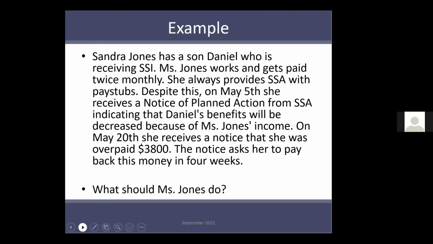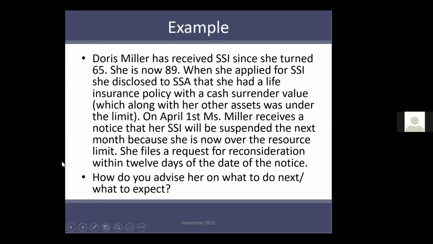So next example, please. This is one that I kind of mentioned when we were going through the different bases for overpayments. This is an example where we have Doris Miller, who's received SSI since she turned 65. She's now 89. When she applied for SSI, she told Social Security about her life insurance policy. It is a whole life policy. It has the cash surrender value, which is different than the face value. But at the time, she was under the $2,000 limit.